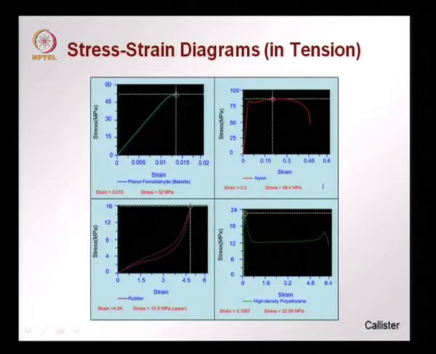On the other hand, when we look at the case of nylon on the top right, we see that there is a linear response followed by something like yielding, a flat part slightly increasing, we reach the peak at a strain of about 0.2 and then there is a gradual decrease and failure occurring. The stress peaks at around 88 megapascal. So, this was very similar in shape to what we saw in mild steel.